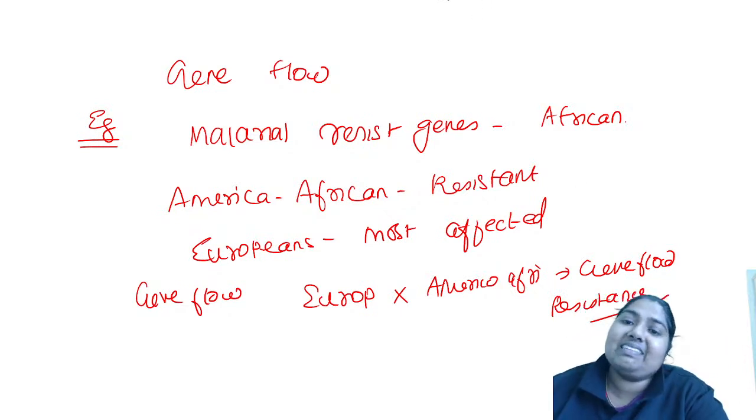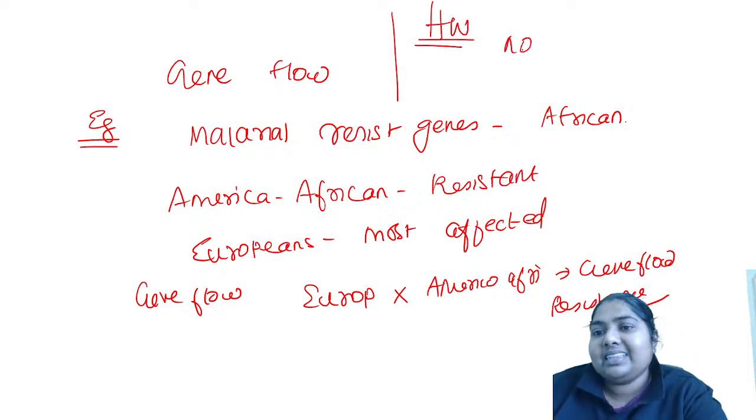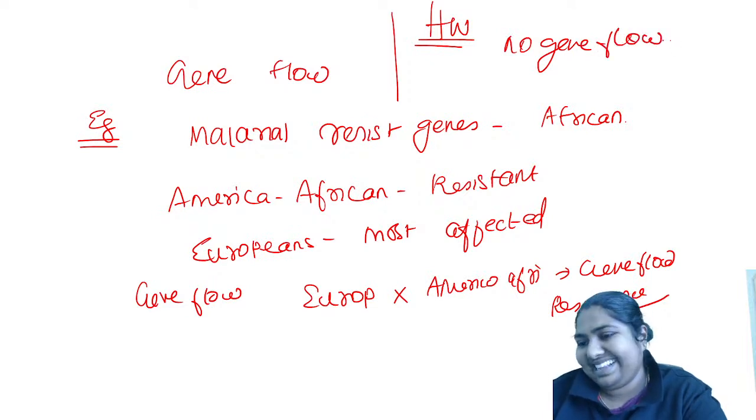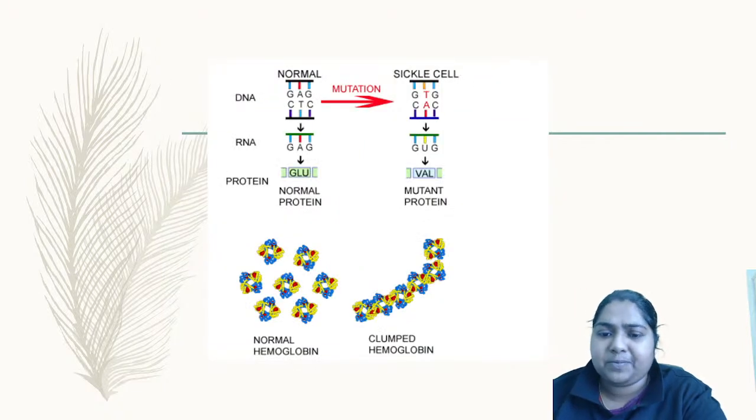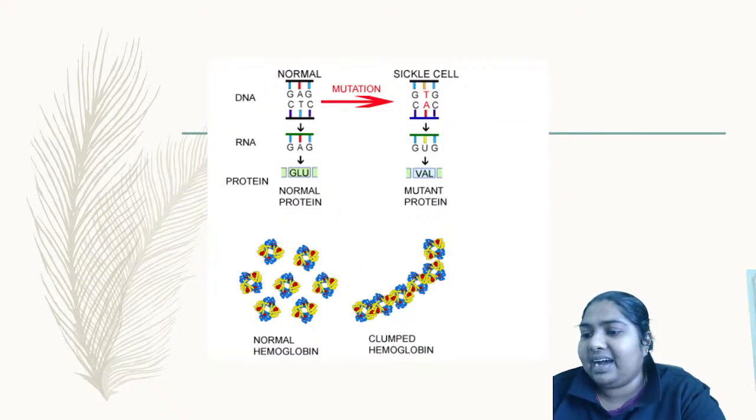As far as Hardy-Weinberg equilibrium is concerned, there should not be any gene flow. Gene flow should never be there. Then it is mutation. In Hardy-Weinberg equilibrium, we don't want any kind of mutation.